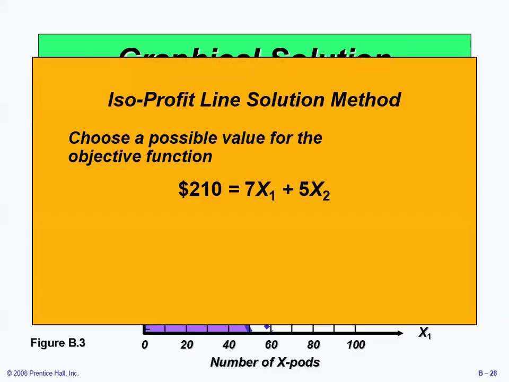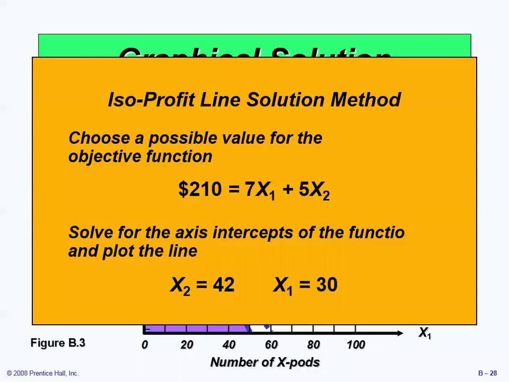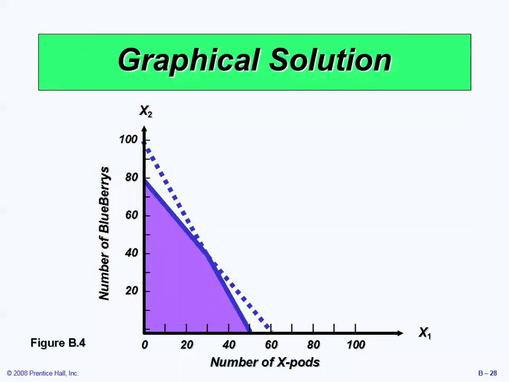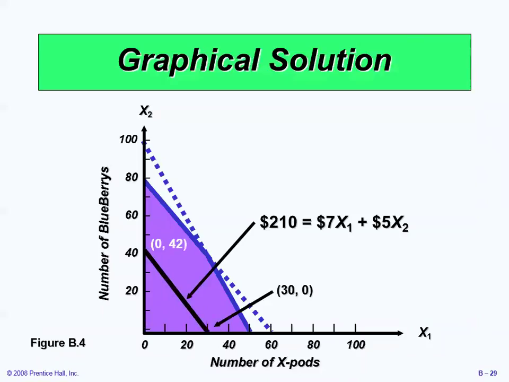In the isoprofit line method, we start with some profit level, see whether we can improve on this, and find the isoprofit line that is tangent to the feasible region. So we'll start with a profit level of 210. The intercept points are 30 and 42 for that. So 42 on this side, 30 on this side, and we join them. This black line is the isoprofit line that yields a profit of $210.